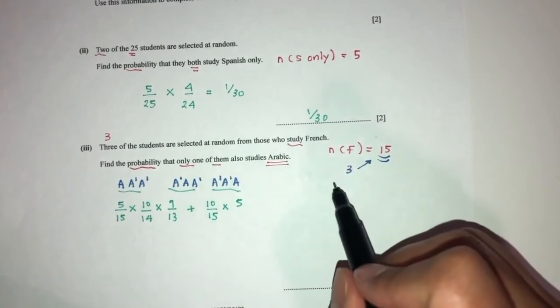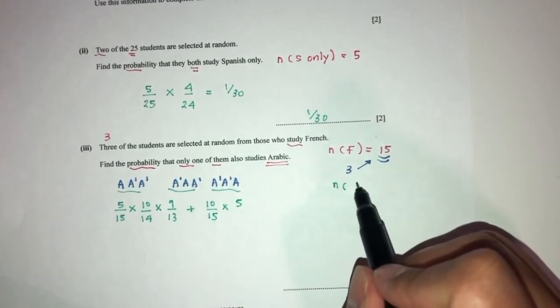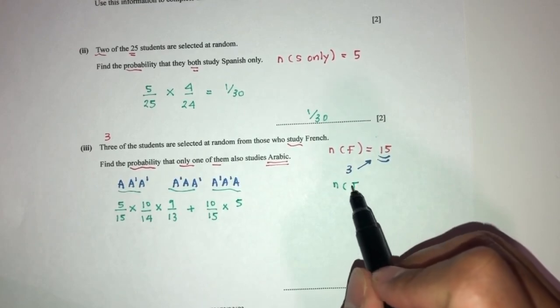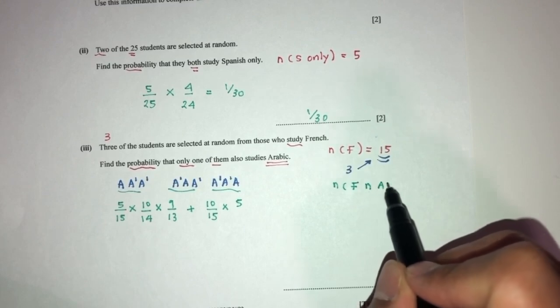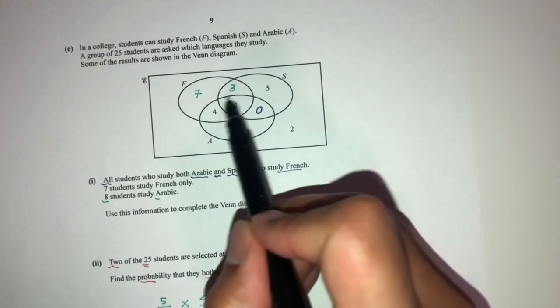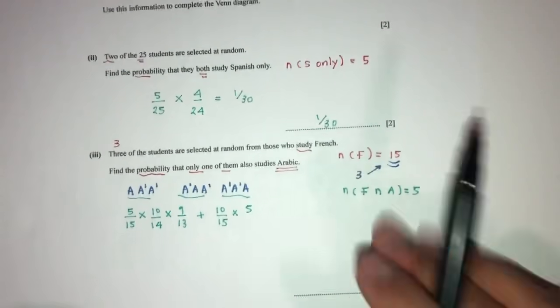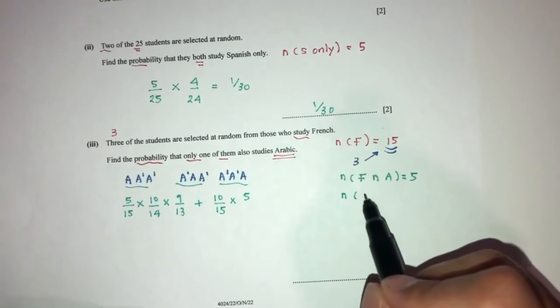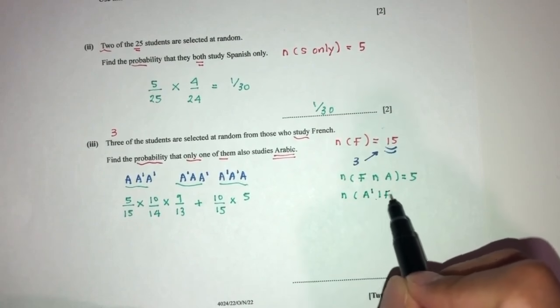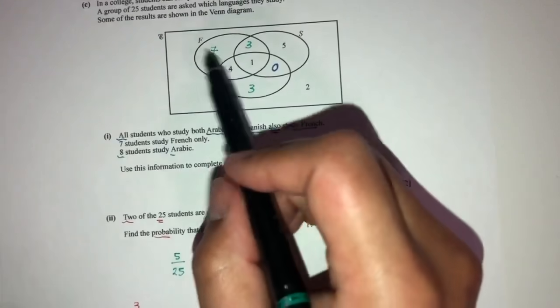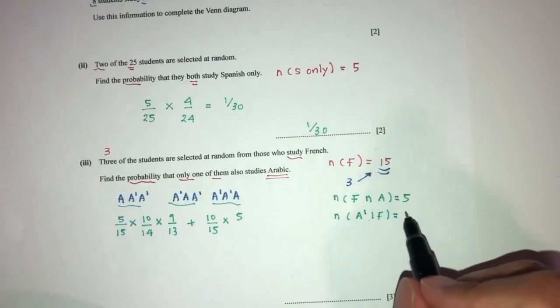So okay, let me write this down. Number of people who study French and Arabic is given to you by 5. As you can see, French and Arabic is 4 plus 1. Number of people who do not study Arabic, given that they study French, right? It will be 7 plus 3. That will be 10.